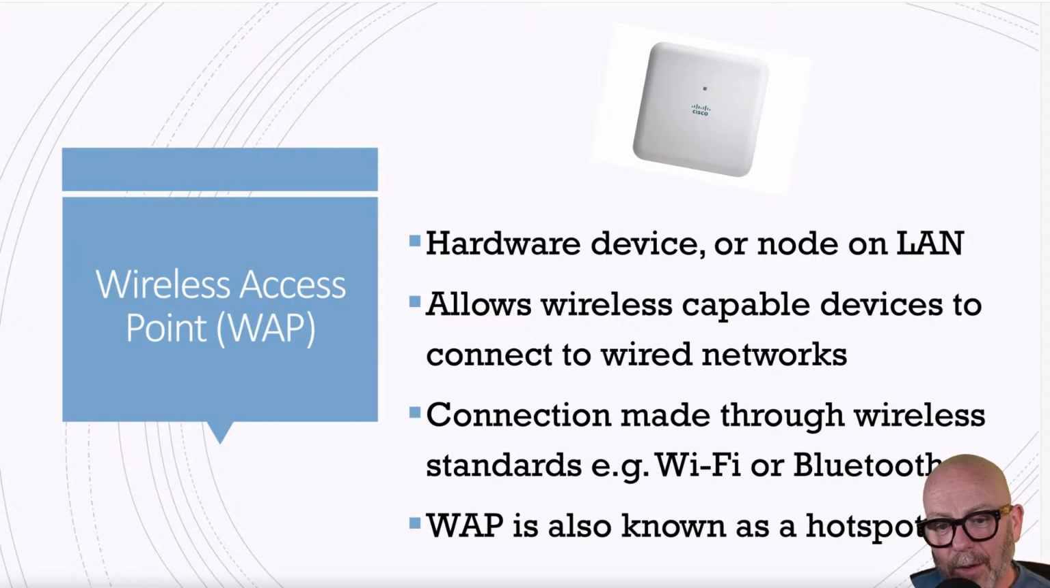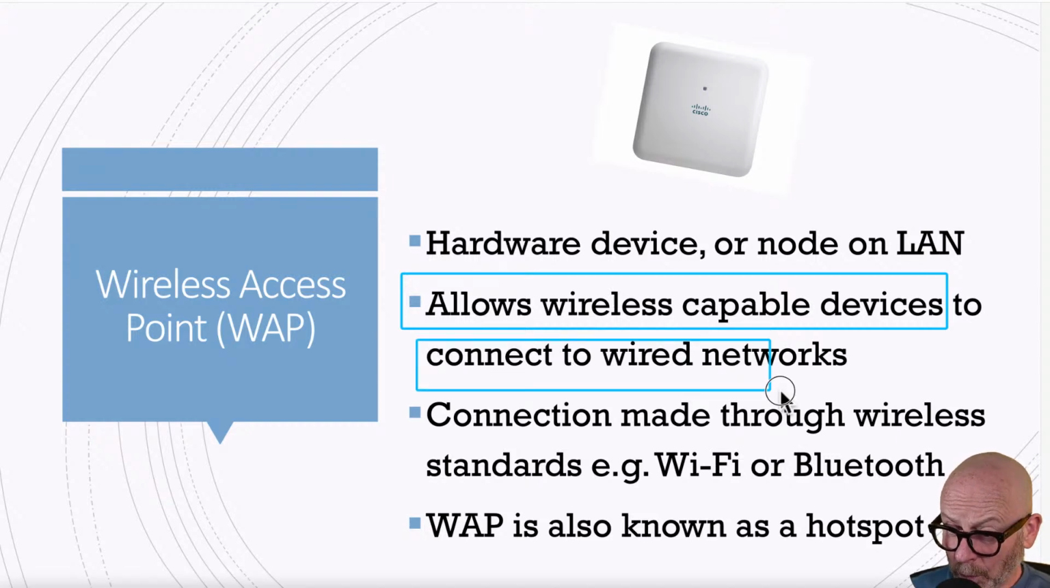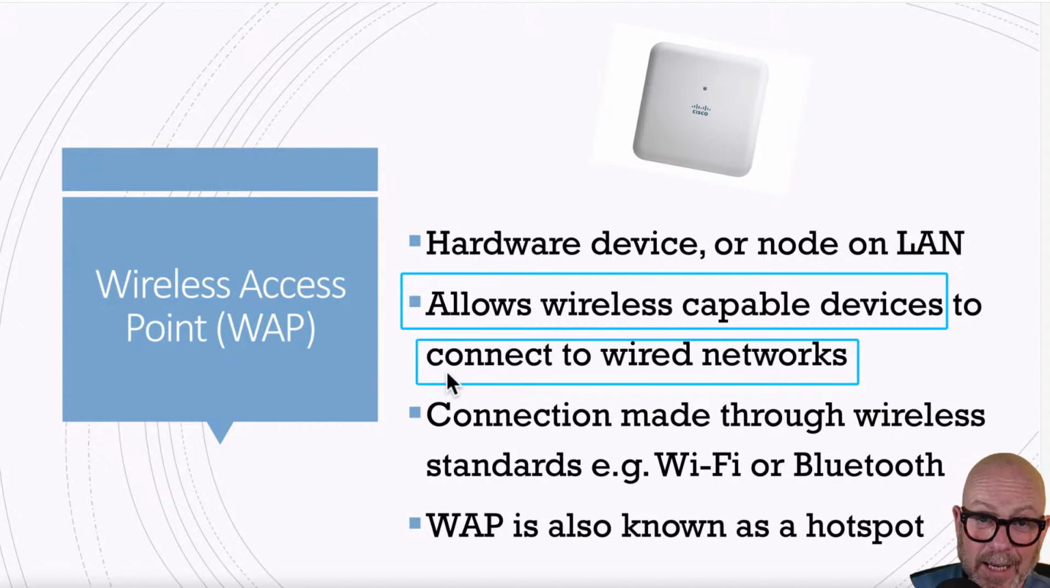Right. So here's the thing. Say, for example, you have got a computer and you're accessing your home network wirelessly. Your router, which is the box with all the flashing lights in your lounge or wherever you've got it, also incorporates a wireless access point, because your router allows a wireless capable device, i.e. your phone, to connect to the wired networks. The internet, for example, and that happens through your router, but your router will contain a wireless access point.